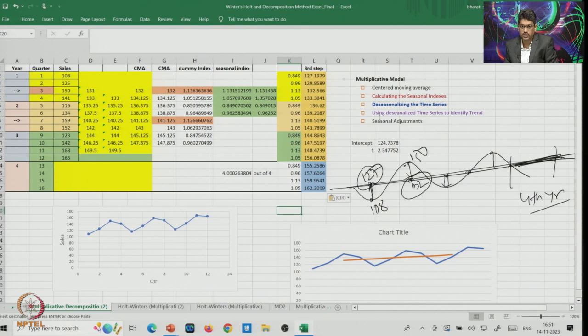What is the last step? Using the deseasonalized trend line to identify the trend. So the trend we found now. Four steps are done now. Now adjust the seasonal index with the trend line data to get your final forecast. So what will be your final forecast?